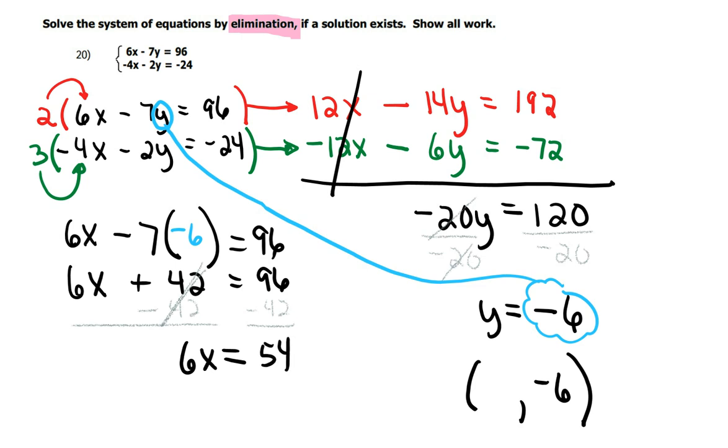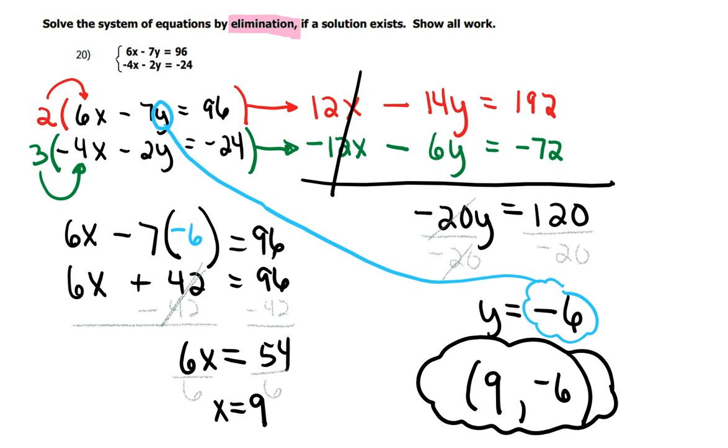And isn't that nice? Because when you divide by 6, 6 goes into 54 nine times. And that is my x coordinate. So the point where these two lines intersect is at (9, negative 6). I believe that's quadrant number 4, if you remember our quadrants. Anyway, that's a solution.